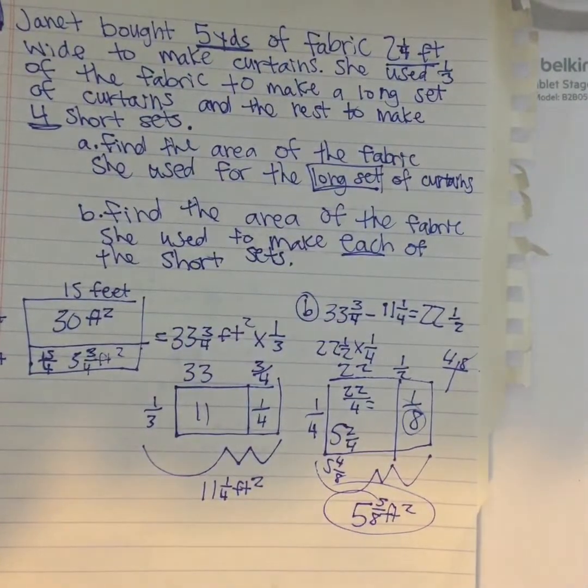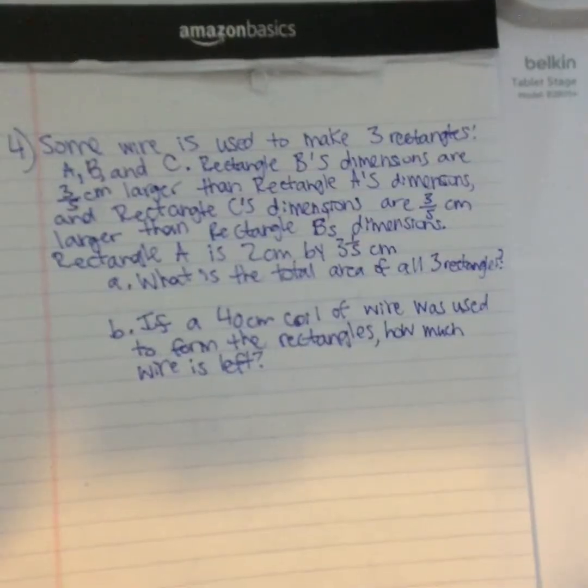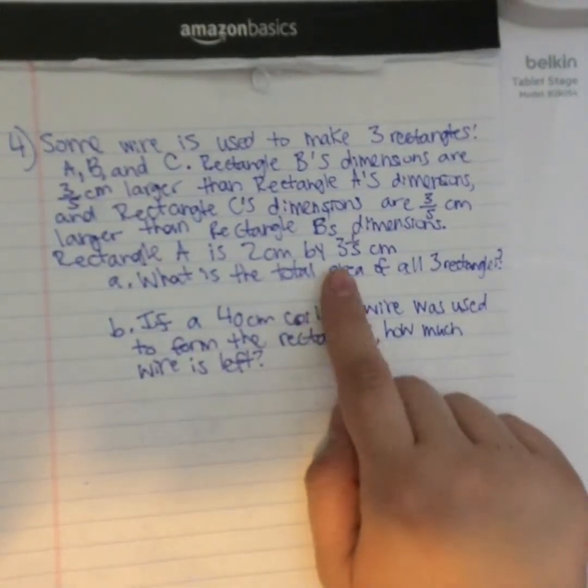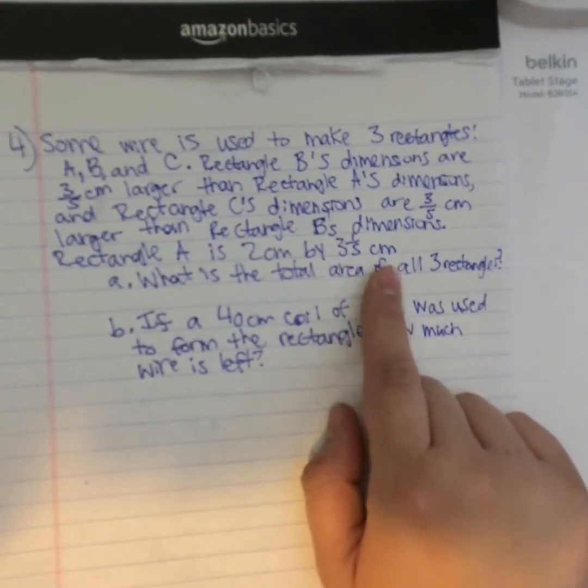Alright, let's get to the last problem. So, some wire is used to make 3 rectangles, A, B, and C. Rectangle B's dimensions are 3/5 centimeter larger than rectangle A's dimensions, and rectangle C's dimensions are 3/5 centimeter larger than rectangle B's dimensions. Rectangle A is 2 centimeters by 3 1/5 centimeters.